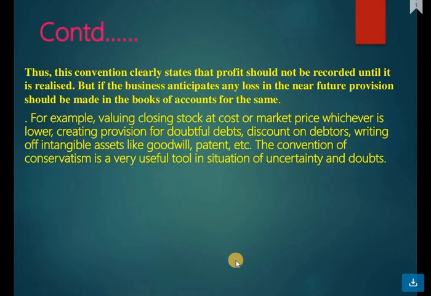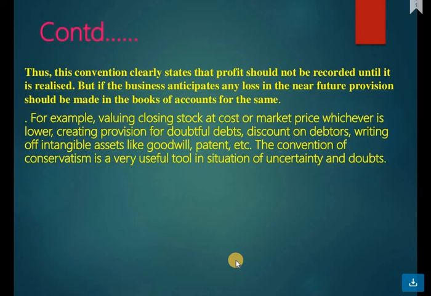For example, valuing closing stock at cost or market price, whichever is lower. When you are calculating the value of the closing stock, we take the cost price and also the market price. Comparing both, we take only the lesser amount. This is what we need in the books of accounts. The next example given is creating a provision for doubtful debts. We create a provision for doubtful debts, and that is also shown. Then discount on debtors will be shown. Writing off intangible assets like goodwill and patents should also be shown.